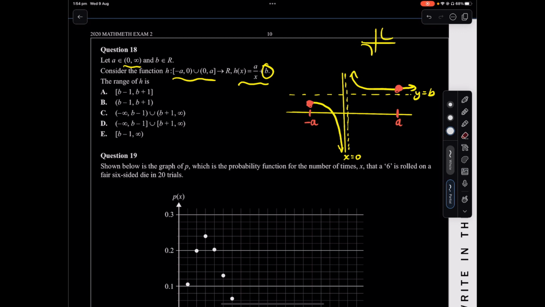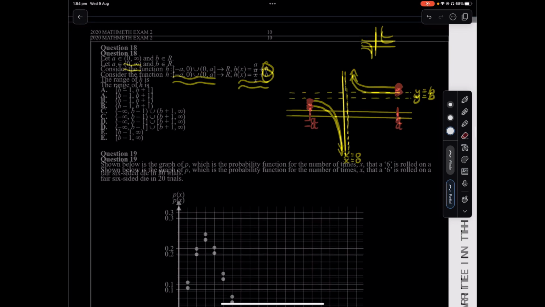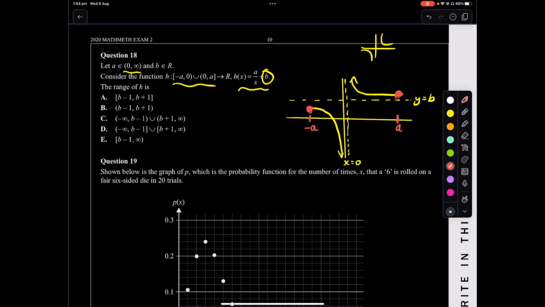Let's rub this nicely out. These are your endpoints. Anything else? So, yep, let's see. Negative a to 0, perfect, from 0 to this. Okay. The range of h is, well, your range is from negative infinity to negative a inclusive union.